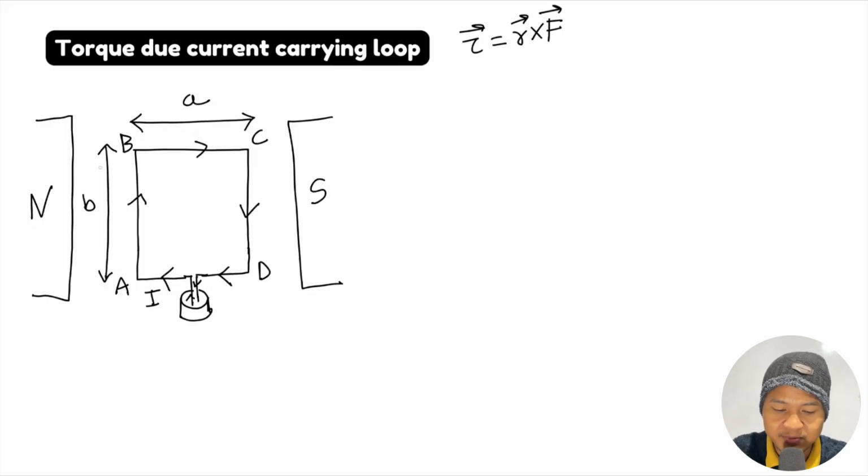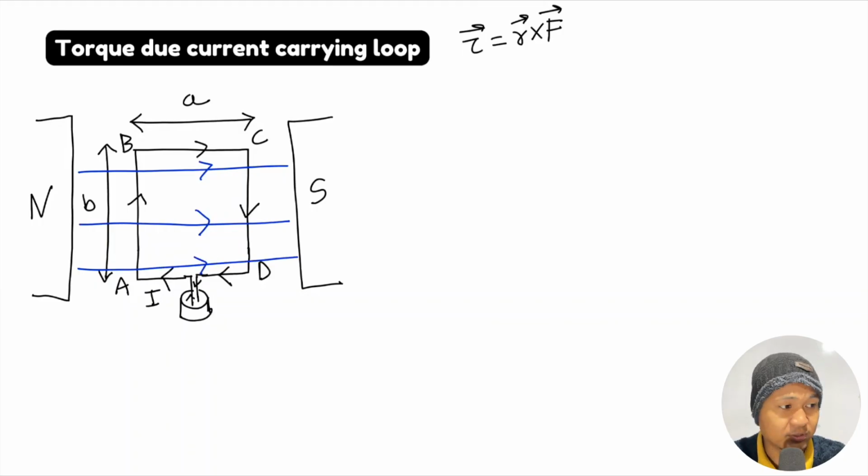So the magnetic field will be something like this, from north to south. Due to these two permanent magnets, the loop is in an external magnetic field. On side AB, a straight conductor placed in an external magnetic field and carrying current experiences a force, I L cross B.